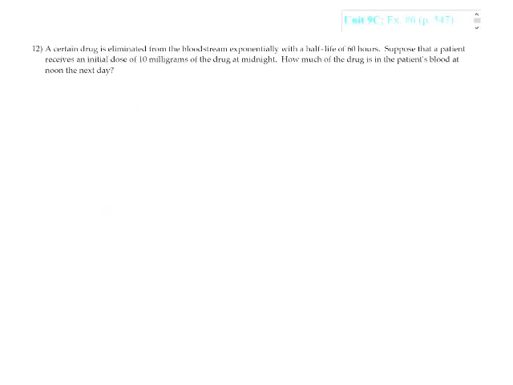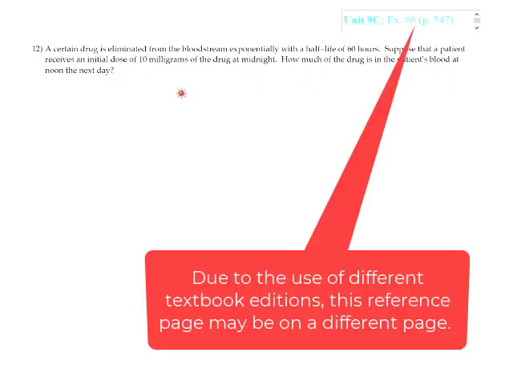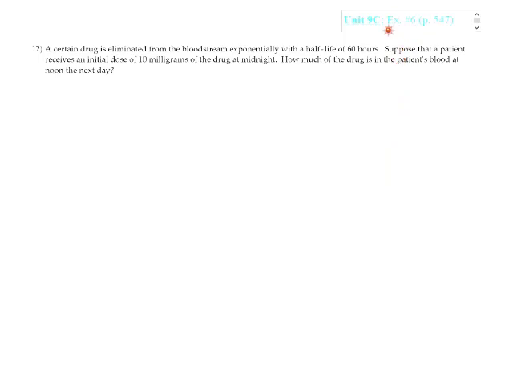So for problem 12, we're switching gears a little bit. We're told a certain drug is eliminated from the bloodstream exponentially with a half-life of 60 hours. Suppose that a patient receives an initial dose of 10 milligrams of the drug at midnight. How much of the drug is in the patient's blood at noon the next day? For this problem, you'll want to refer to Unit 9C, example number 6 on page 547. We're still talking about exponential models, but now we're switching gears to half-lives.